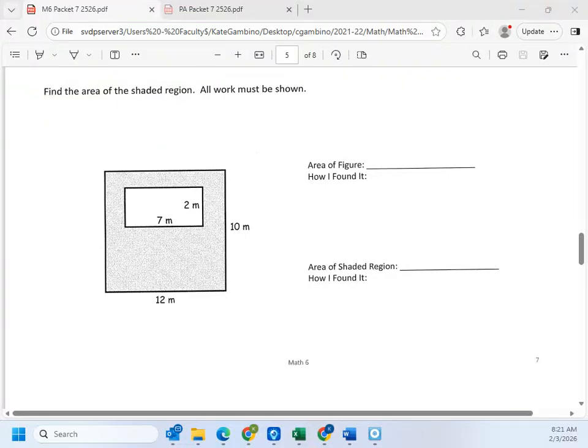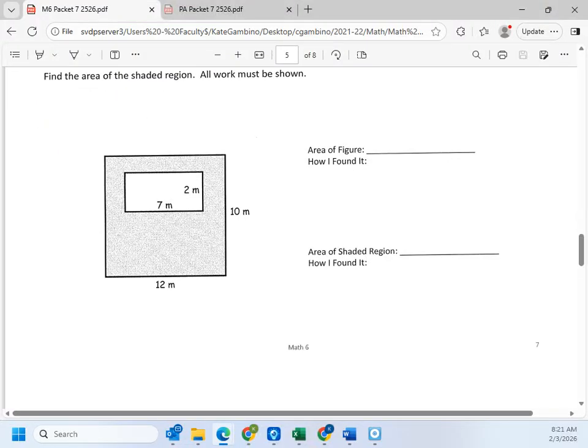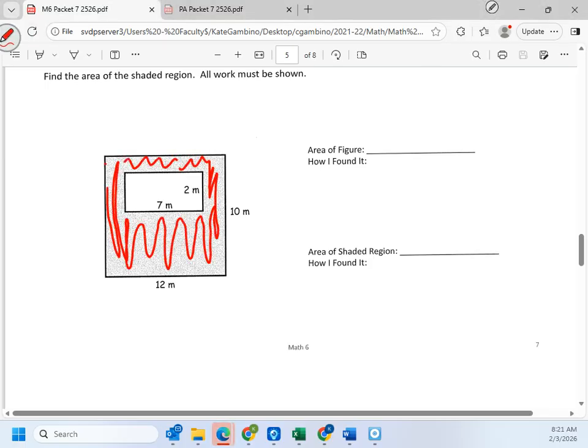All right, this page confused some of us. We need to find the area of the shaded region. So when it says area of the figure, they're talking about the whole figure. So to find the area, it's length times width. So we need to find the area of that whole figure. 12 times 10, right? The length times the width.